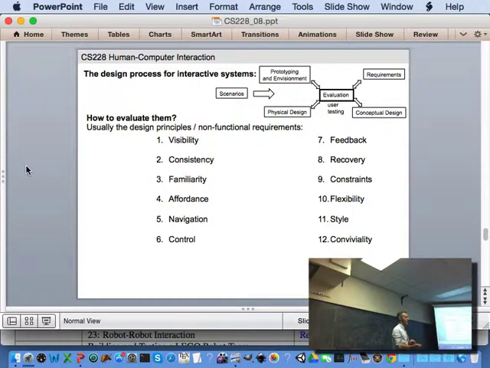What about affordances? This is always a fun one. You're trying to present something on the screen, and you're hoping that what you presented advertises or affords to the user what the functionality is. Interact with me in this way, and I'll give you back this result.